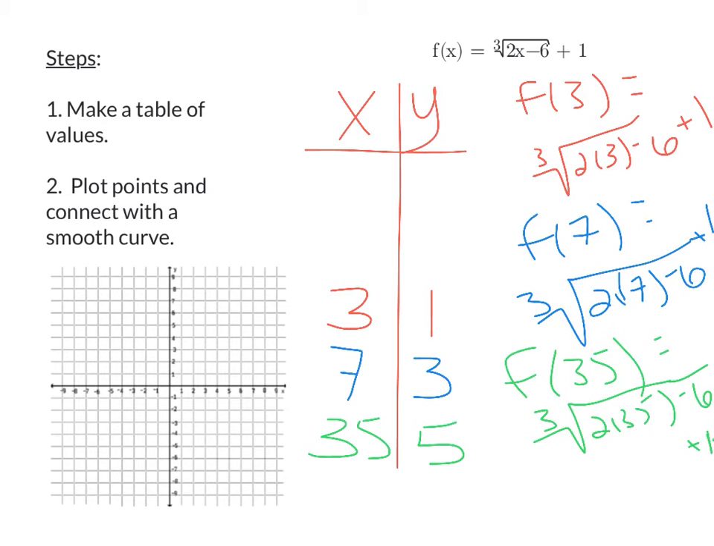Well, to get a radicand of negative 8, 2x minus 6 would have to equal negative 8, which means 2x equals negative 2, which means x would equal negative 1. So now I'd have to find f of negative 1. When I plug in negative 1, I have the cube root of 2 times negative 1 minus 6, plus 1. 2 times negative 1 is negative 2, minus 6 is negative 8. The cube root of negative 8 is negative 2, plus 1 gives me negative 1.